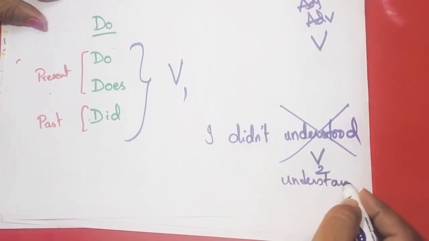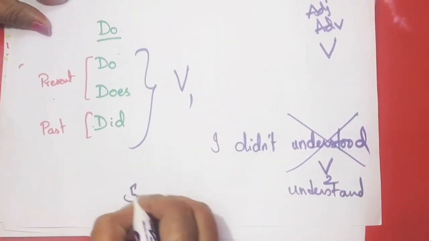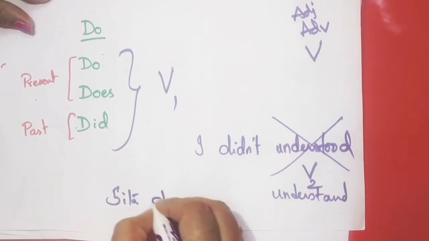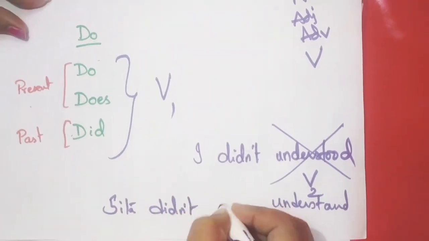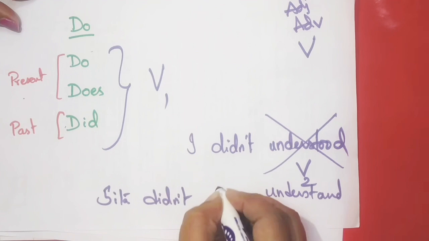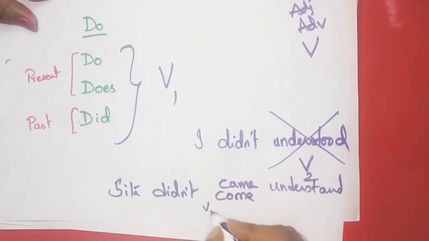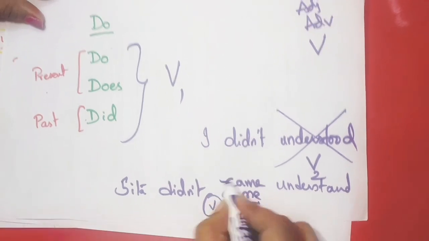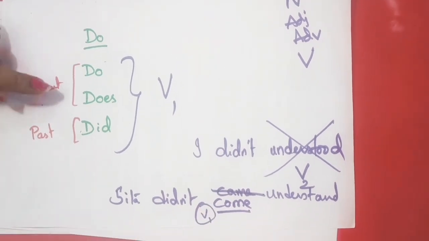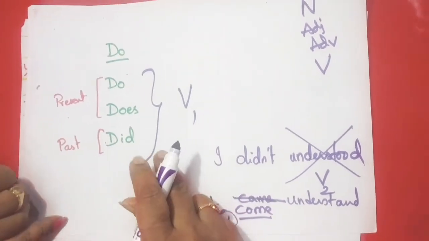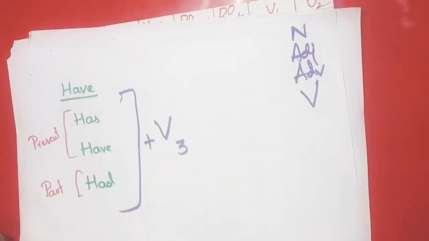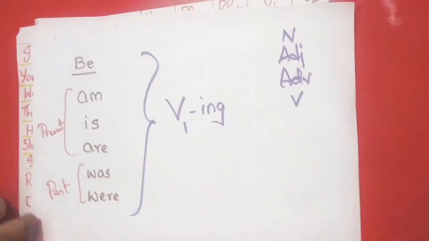Let's take another example. Sita didn't come or came? What is the correct form? It is always V1. So what is V1 here? Come. So came is wrong. Remember, do, does, did is always followed by verb 1. Right? Next, has, have, had. We've already done with this. Am, is, are, was, were. We've already done with this.